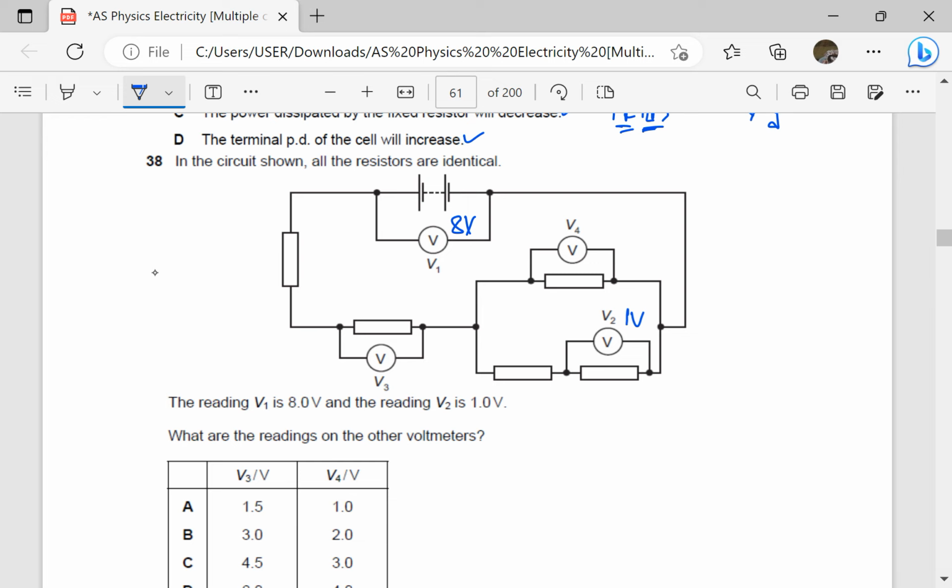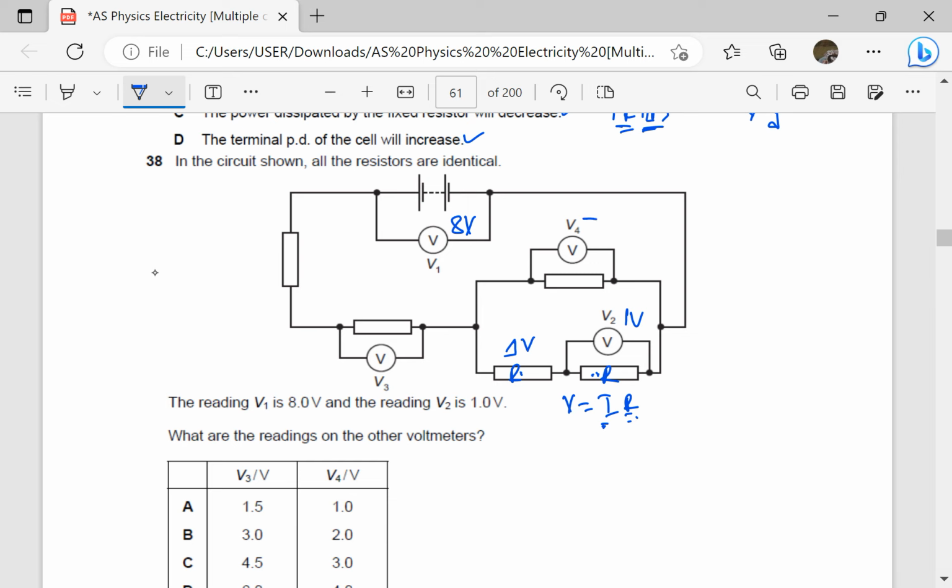But remember, the resistors are identical. This is R, this is R, and these ones are in series. So the current here is the same current here. If the current is the same, V is equal to I times R. The resistance is the same, the current is the same, it means the PD here is also going to be 1 volt. Because they are identical and the current through them is the same, the PD across them is going to be the same. Okay?